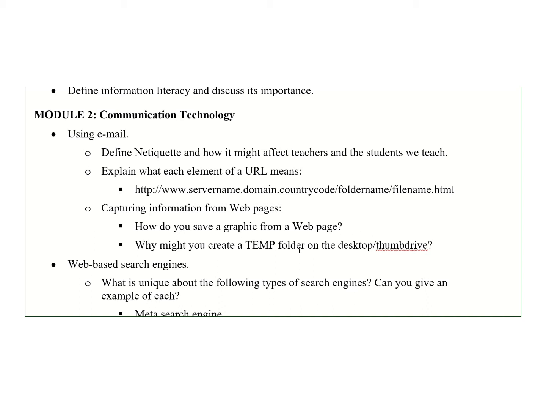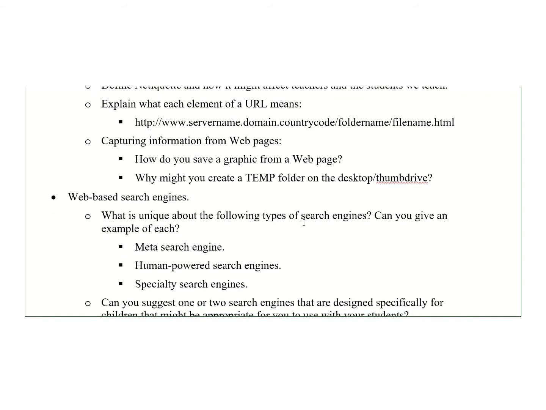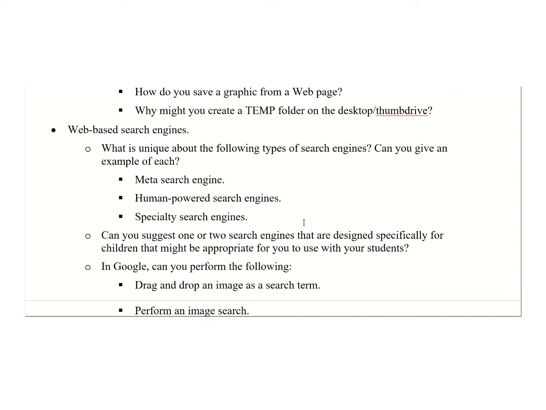We looked at the URL, and we looked at the various elements and how you could recognize that, because we said that if you recognize those different parts of a URL, they can help you locate better information or information that might not be effective for use in teaching and in research. We looked at how to save a graphic from a web page. We considered how to create a temp folder, either on a desktop or a thumb drive or out in the cloud.